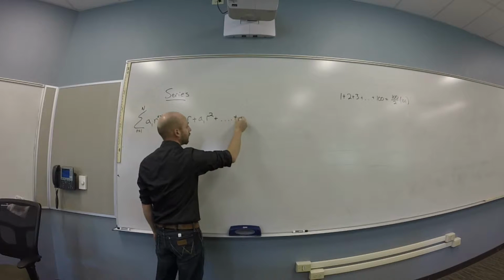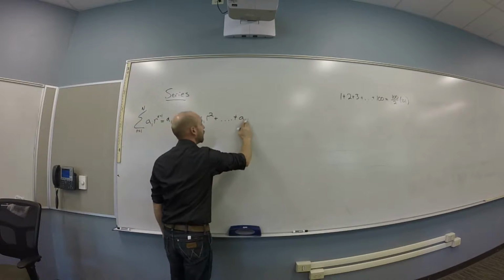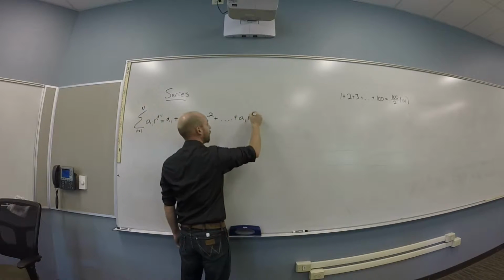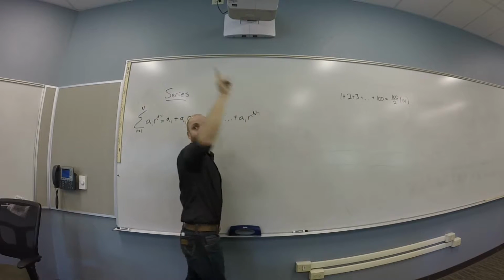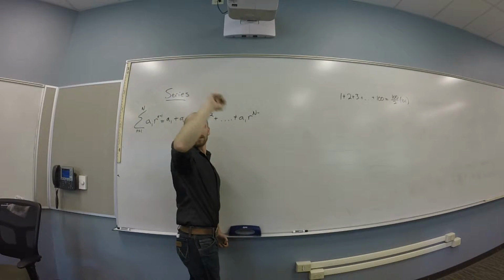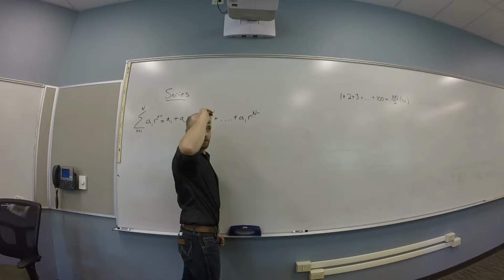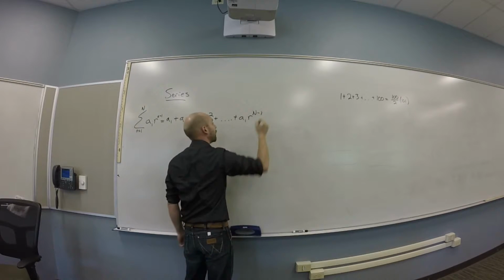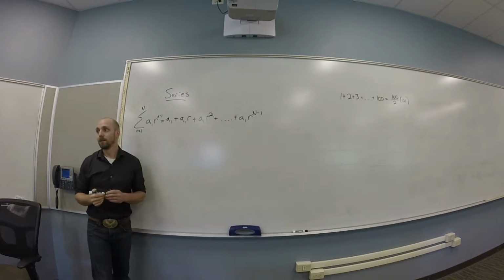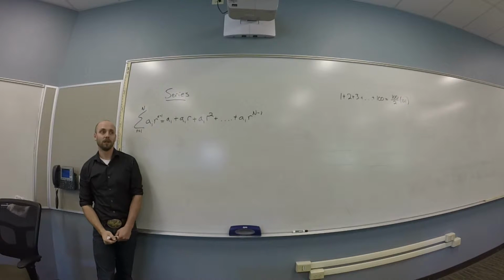And so on down here until I get to A1 r to the N minus 1. Perfect. Cool. You guys good with this? Okay. You want a trick for this? Or do you want to see a geometric reason first?